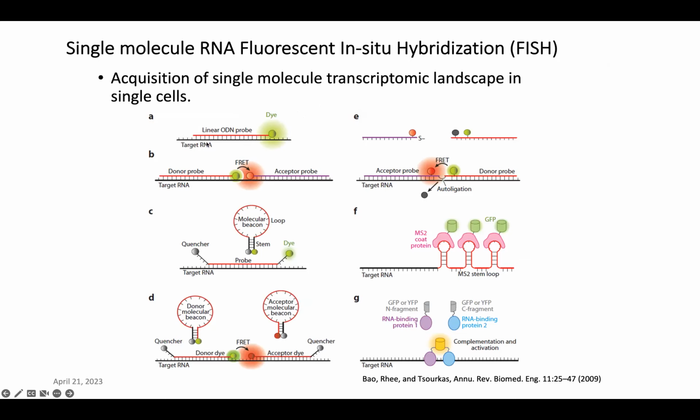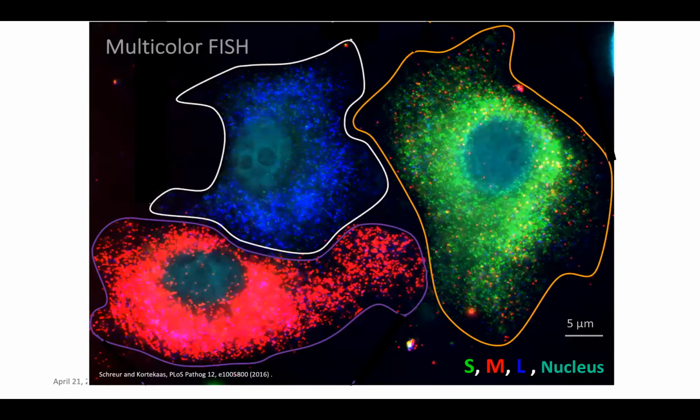There were several issues regarding the signal to noise ratio and high background, so several different versions of the FISH probe have been developed. For example, FRET, or the molecular beacon, or the combination of the molecular beacon and FRET, as well as some other quenching based effects. These techniques have been developed in the past 10 years to make single molecule FISH a very standard and very reliable tool to examine the expression of genes in a single cell.